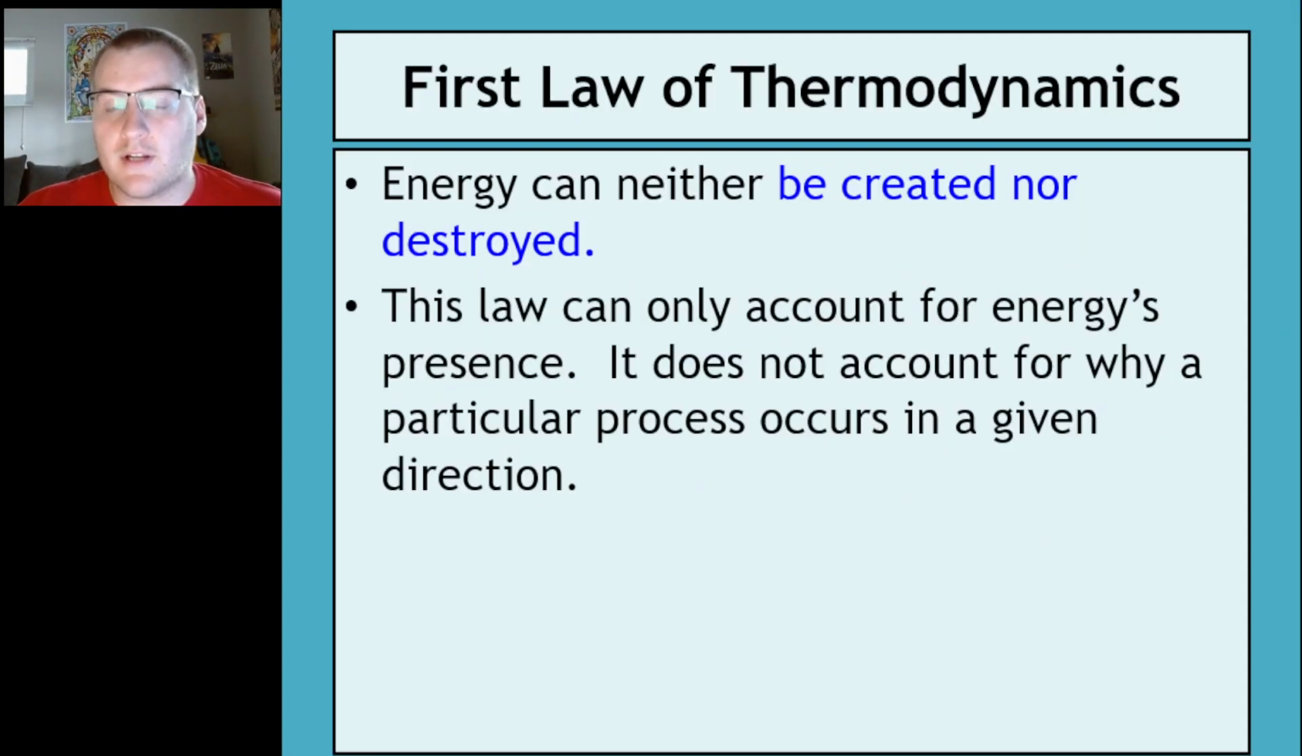Okay, starting here with some definitions, we have the first law of thermodynamics, which says energy cannot be created or destroyed. We also call this the law of conservation of energy. This law can only account for energy's presence. It does not account for why a particular process occurs in a given direction. That's what we're going to be talking about today. Gibbs free energy and entropy help explain that.